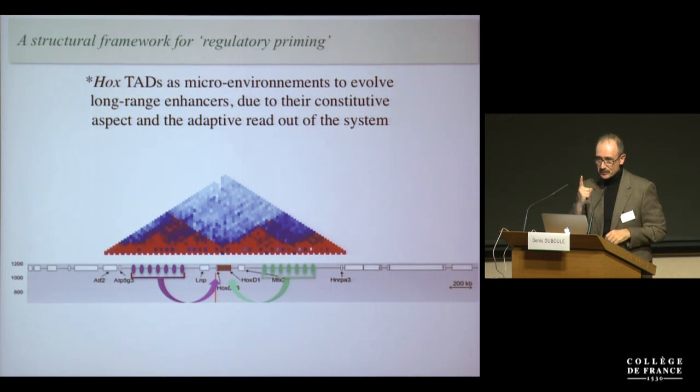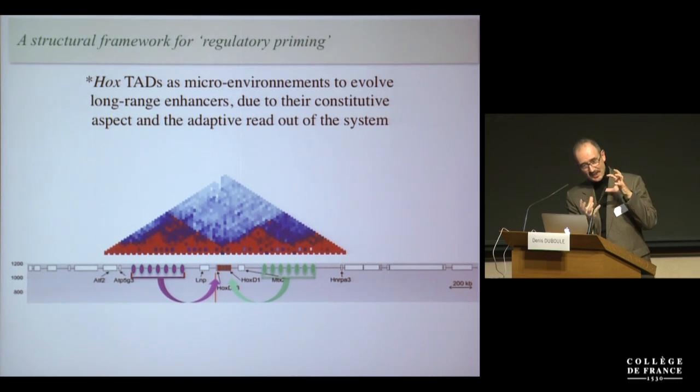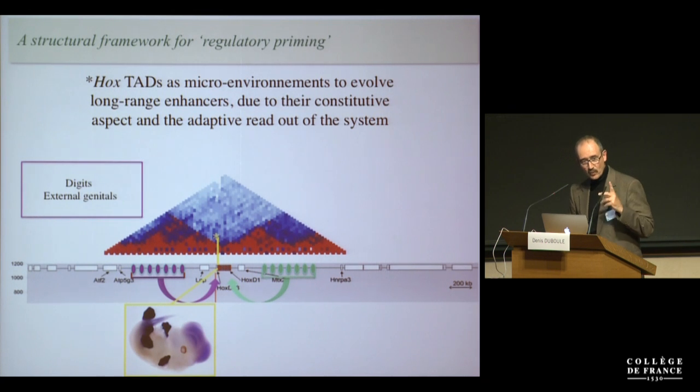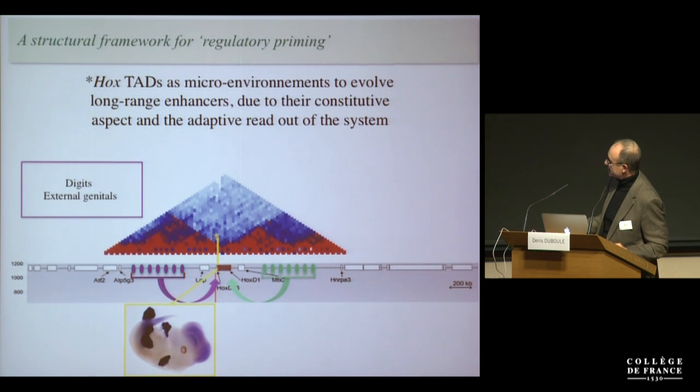The problem is the first. The problem is the pioneer enhancer that will start making the structure. Once the structure starts to work, then it becomes much easier to bring new enhancers and evolve this pleiotropy. Now I'd like to terminate by showing you one quick example of this.